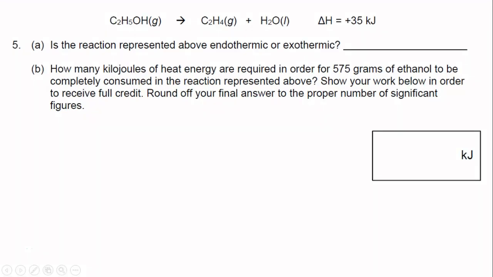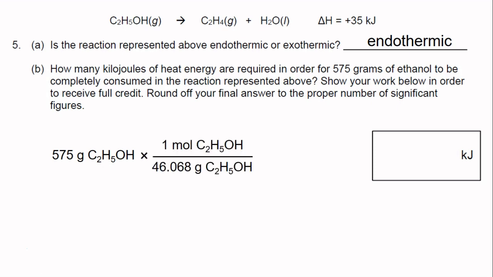All right, well in number 4 we had an exothermic combustion reaction. This looks like an endothermic reaction because delta H is positive. How many kilojoules of heat energy are required in order for 575 grams of ethanol to be consumed? If we go from grams of ethanol, C2H5OH, to kilojoules, our first step is to go from grams to moles. So from the data on the periodic table, from the molar mass of ethanol, we can divide by 46.068.